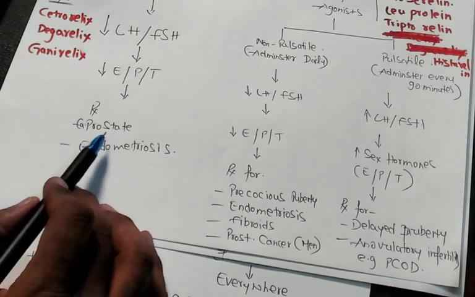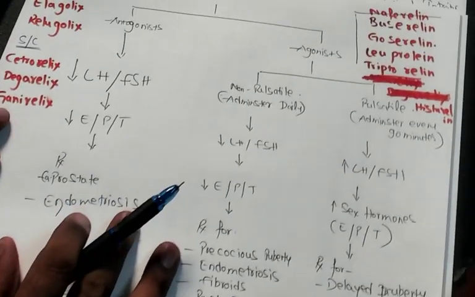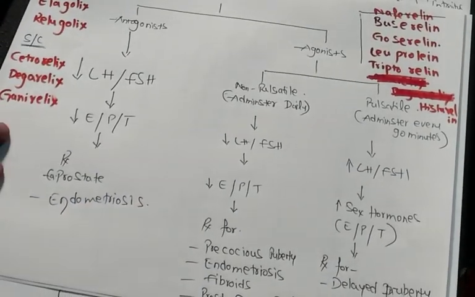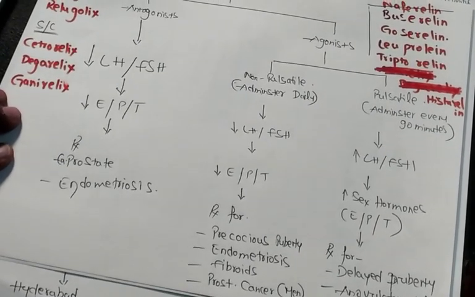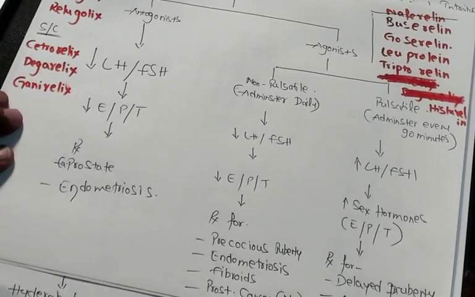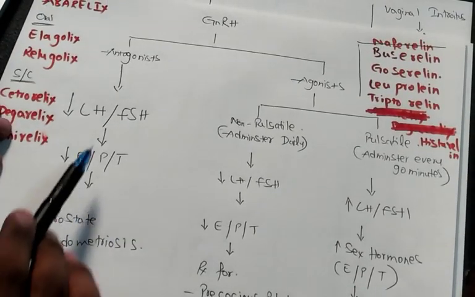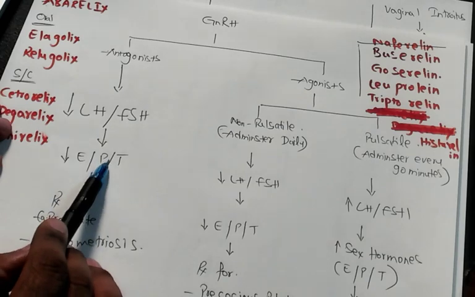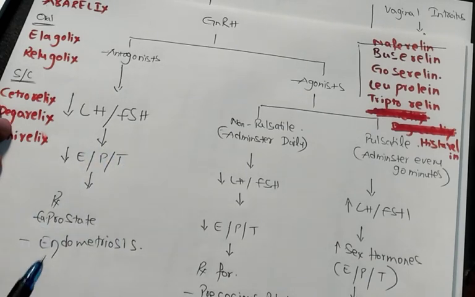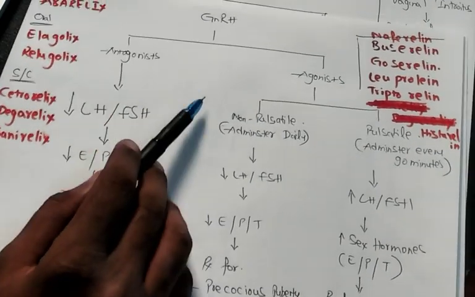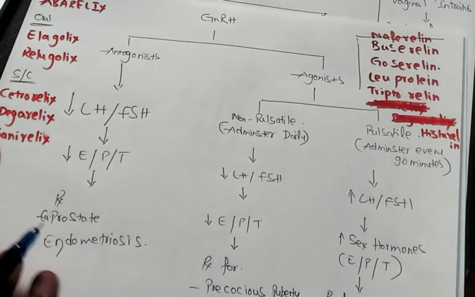Now doctor, carcinoma prostate and endometriosis. These are the two situations where you don't want estrogen, don't want progesterone, don't want testosterone. That is the reason we use the GnRH antagonist.